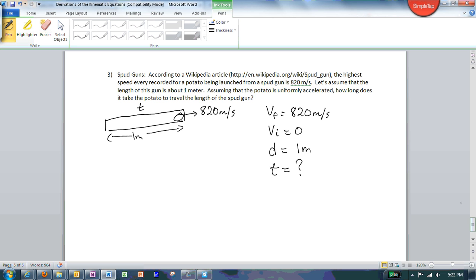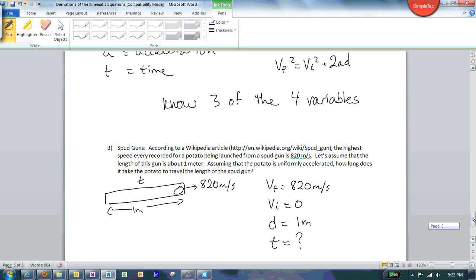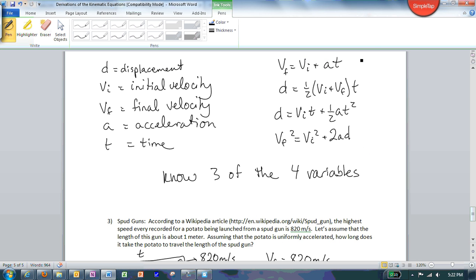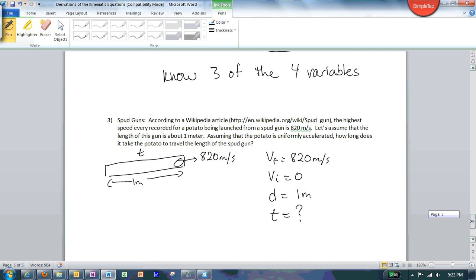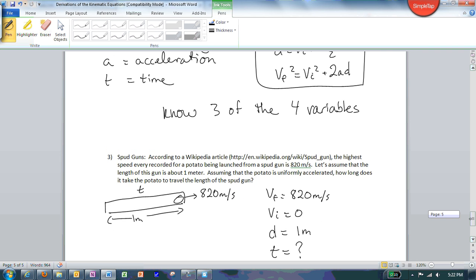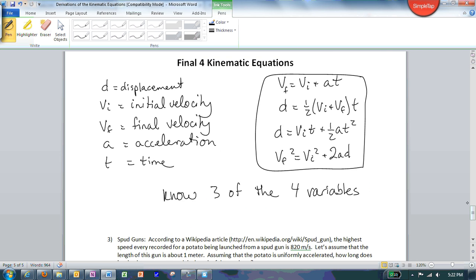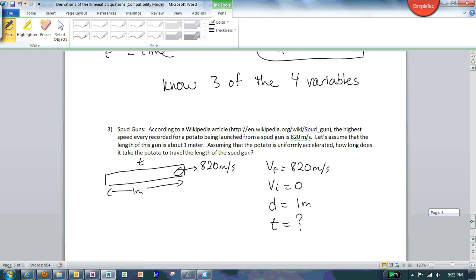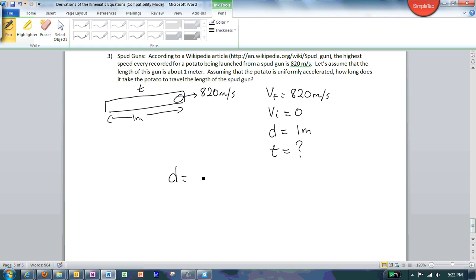Okay, so we go back and we look up at these equations, and we notice that none of them directly solve for the time. So it's not necessarily going to have a t equals something, but what we're looking for is the equation that has the 3 variables we know and the 1 variable we don't know. So V final, V initial, D, and T. So it makes sense that we'd be using this second kinematic equation. So I go ahead and write down that kinematic equation.